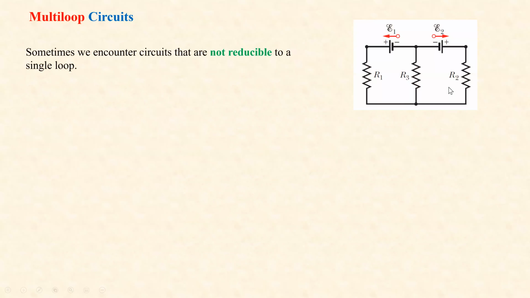meaning circuits that can be reducible to one single loop. But there are some multiple loop circuits that are not reducible to a single loop. An example is this. You see there are 3 resistors here and 2 batteries. And you cannot reduce this circuit because none of the 3 resistors are in parallel or in series. And also the batteries are neither in parallel nor in series. Batteries can be in parallel or series, but in this case, they're not. So you cannot reduce this circuit to any simpler form, okay?